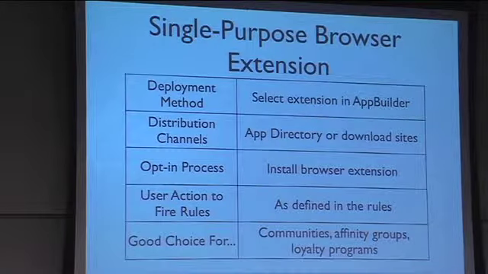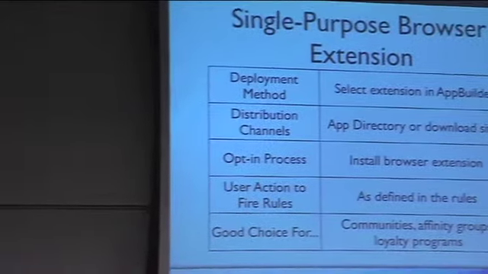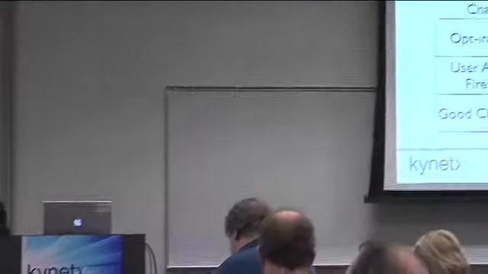The deployment method, very simply right now, is to select browser extension in App Builder. And distribution of your browser extension really depends on your strategy for the application and whether there's a community that exists already that you want to distribute this application to. The user action required to fire rules is basically what's written in the rule itself. So after they've opted into the browser extension, and if it's on, then the rules will fire.